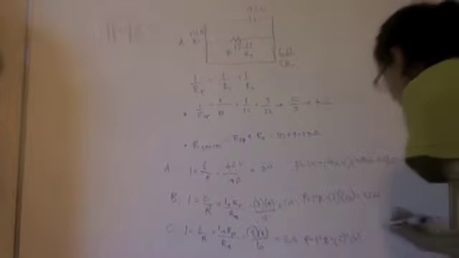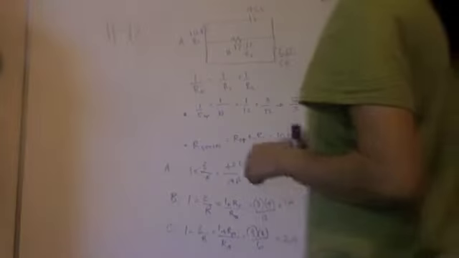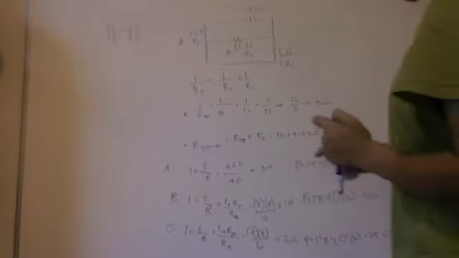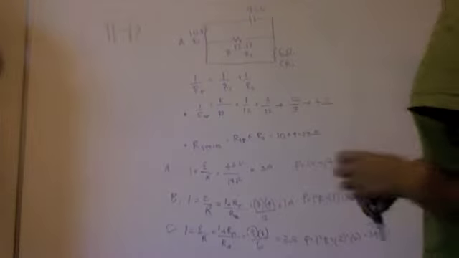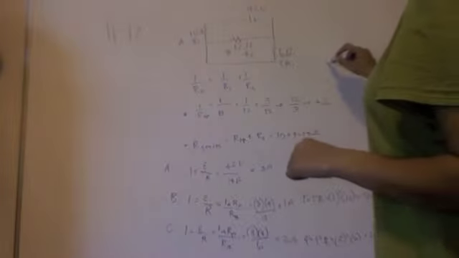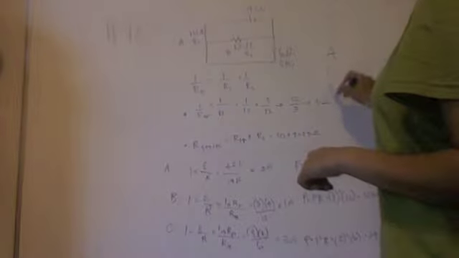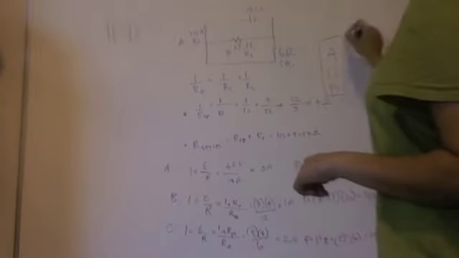So you get 4 times 6, which is 24 watts. Alright, since brightness is proportional to the power dissipated by each light bulb, the one with the greatest power is going to be the brightest. So the order should be A with 90 watts, C, and B. And this is your final answer.